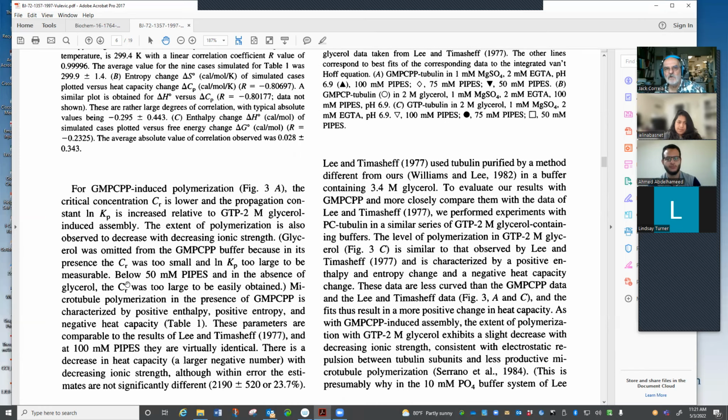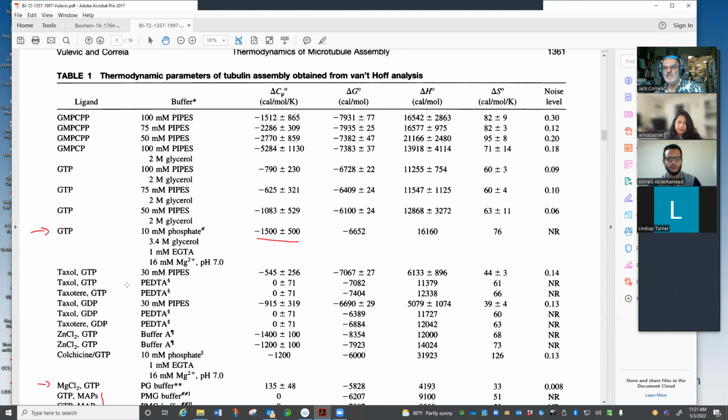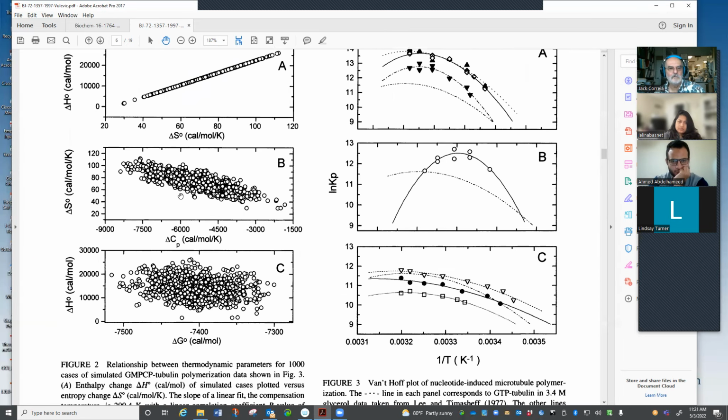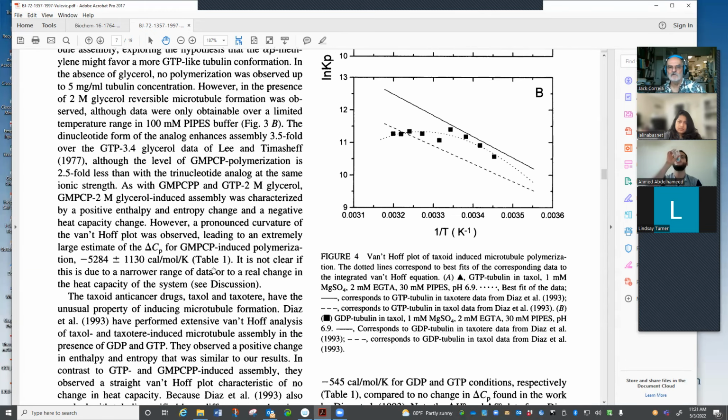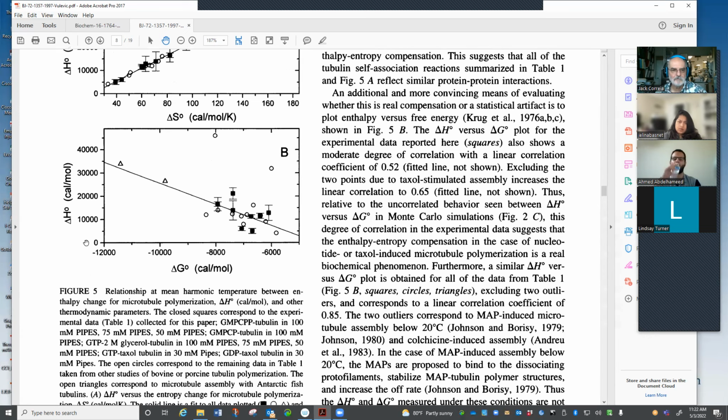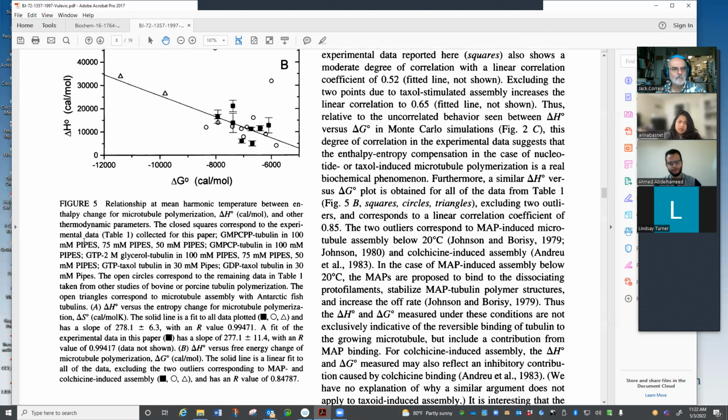So what we did was we took all of the data in this table and plotted the enthalpy versus the entropy. And then Krug advised that we should plot the enthalpy versus the free energy as well. And you'll notice in these plots, we plot the enthalpy versus the free energy. And you can see that there isn't a great correlation here between the enthalpy and the free energy. And that was part of the criteria that they wanted us to use in the analysis. So we plotted all of the experimental data from various labs, enthalpy versus entropy. And the slope of that line is 278.